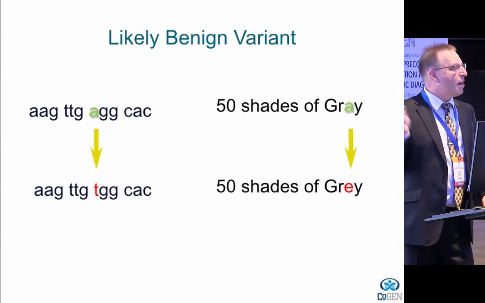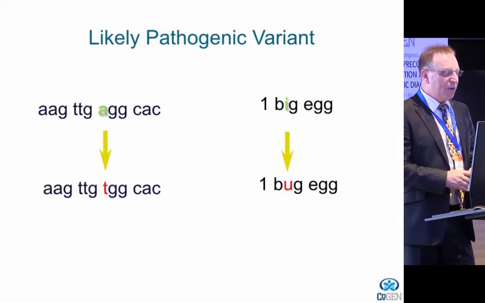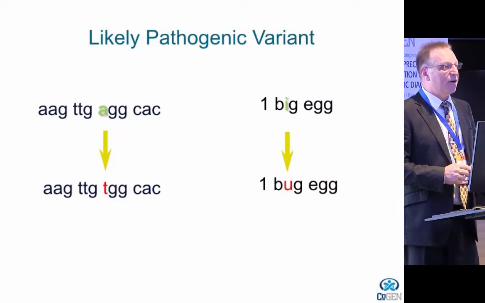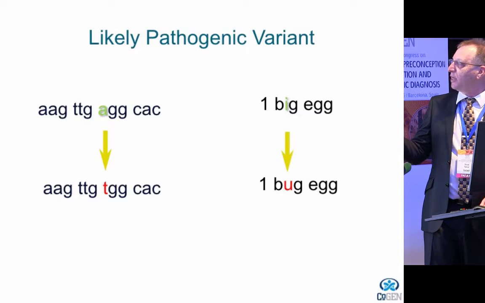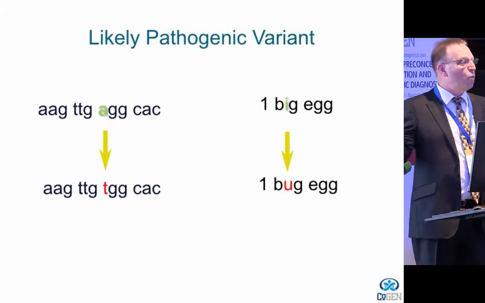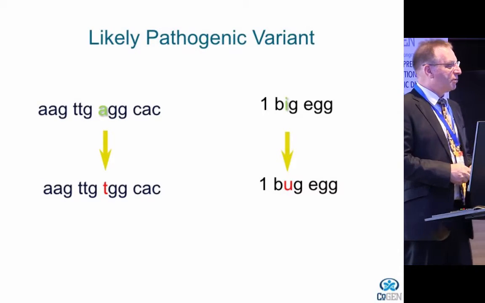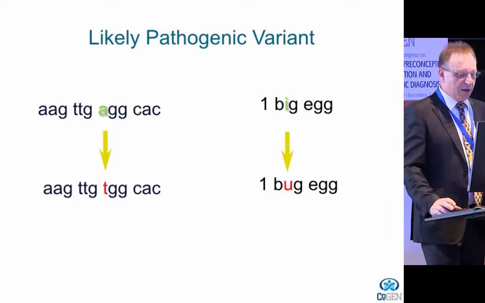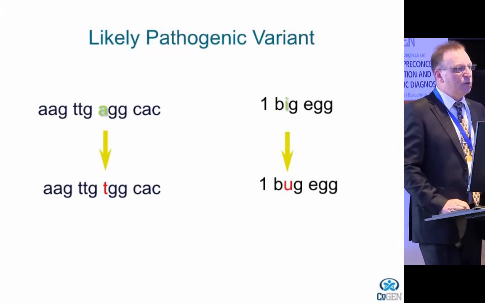So this would probably be a benign variant. Of course, we can have a likely pathogenic variant. Here, again, one letter is exchanged, but then instead of using one big egg, if we use one bug egg, that certainly we don't get the product that we wished for. So that is a likely pathogenic variant. It has to be seen within the context.